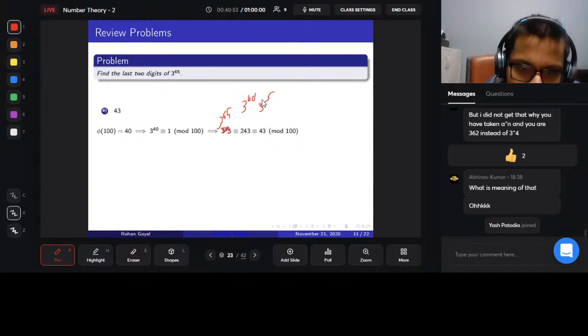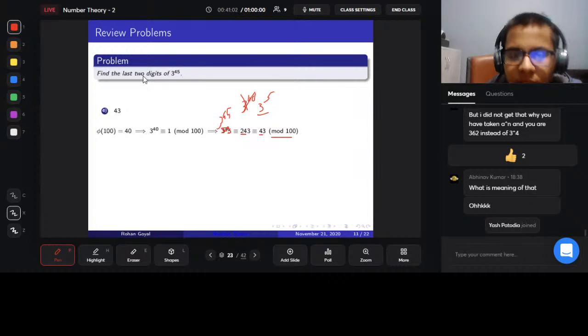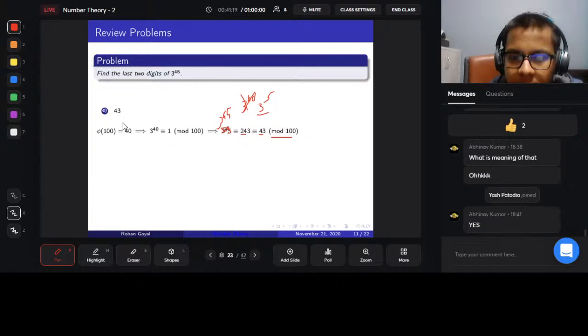3 to the 40 is just 1, so I can remove this. 3 to the 5 is 243, which is congruent to 43 mod 100. And observe that the last two digits just represent what the number is mod 100. So the answer is 43. Is that fine? Give me a thumbs up if it's fine. Alright.